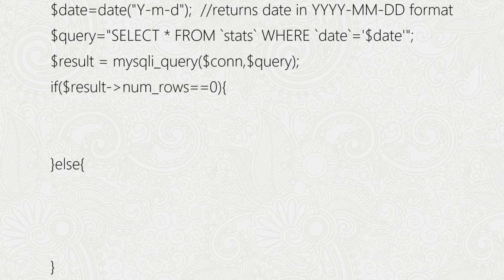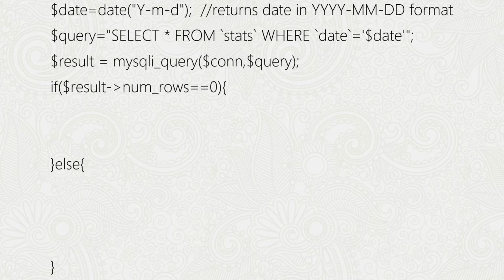Then we're going to have an if block, because if a record for the current date does not exist, then we have to insert one, and if it exists, then we're going to update it. The condition that implies the record does not exist is when the num_rows property of the MySQL result object, that is our results variable here, is equal to 0. And this is what we're doing. If it is equal to 0, then we're going to insert a new record, and if it is not, then we're going to update it.